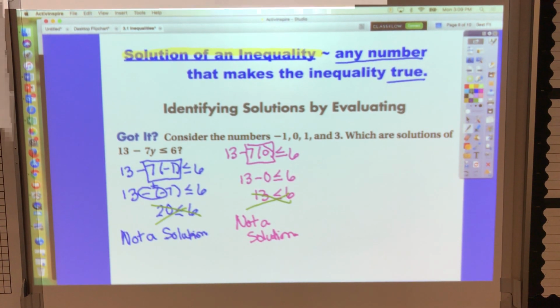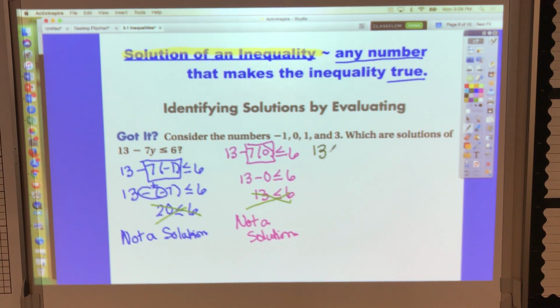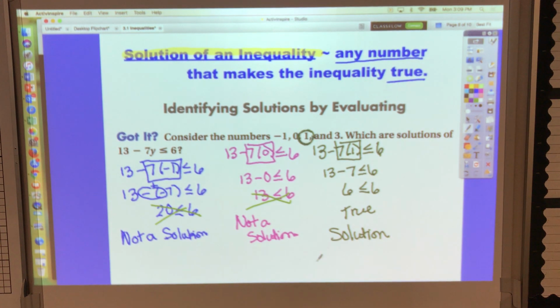The next one they want me to check is 1. So I'm going to plug in 1, so I have 13 minus 7 times 1, and it should be less than or equal to 6. Multiplication first. 13 minus 7 should be less than or equal to 6. 13 minus 7 is actually 6. And since it has the "or equal to" symbol, this is a true statement, which means it is a solution. So this one up here does work.